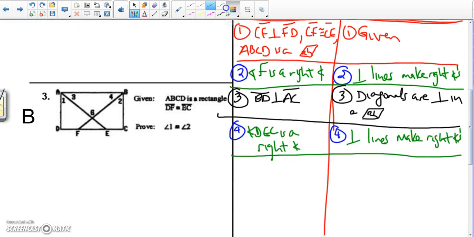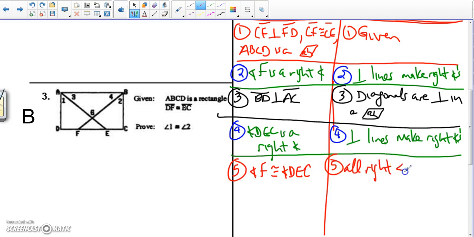And now we can tie them together. Since angle F is a right angle and angle DEC is a right angle, we know those two angles must be congruent to each other because all right angles are congruent to each other. All right angles are congruent.